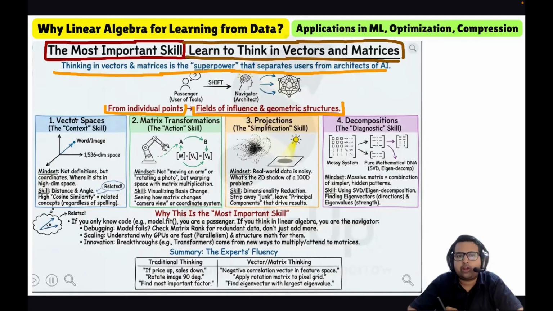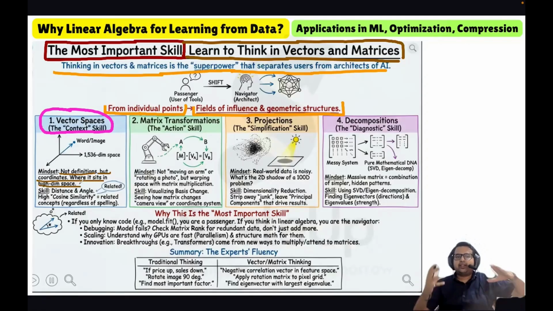If I talk about thinking in vector spaces, the context skill: experts don't see a word or an image, they see a coordinate. The mindset is, don't look at an isolated data point. Rather, think of it like a coordinate in an n-dimensional space. If you are building an LLM, you don't think about definitions. You think about where a word sits in a 1536 dimensional space, or in a high dimensional space.